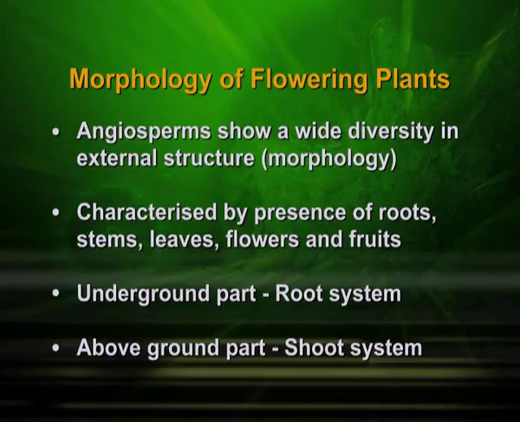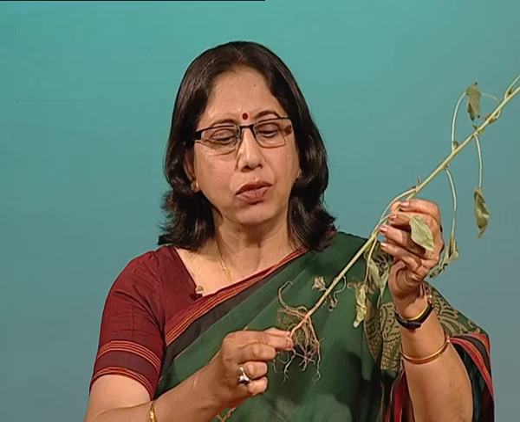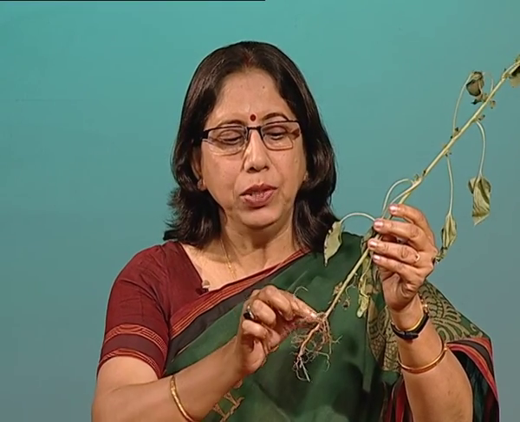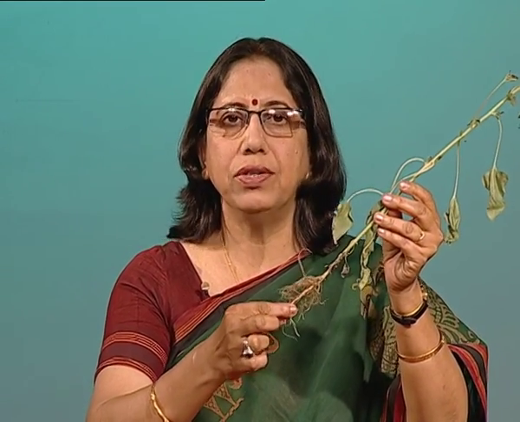Regarding the roots, let us have a look at this plant. After the germination of a seed, we find the radicle comes out. This radicle actually is the primary root. This is the primary root which we find in case of a dicot plant, and this primary root later on develops the secondary and tertiary roots. This type of root system is referred to as the taproot system.